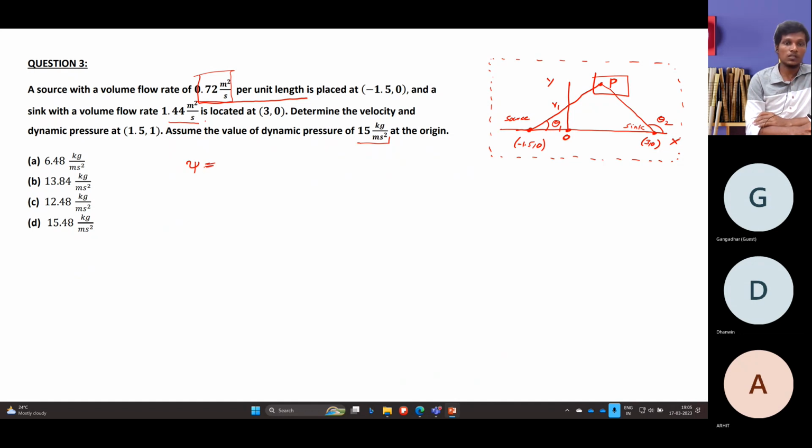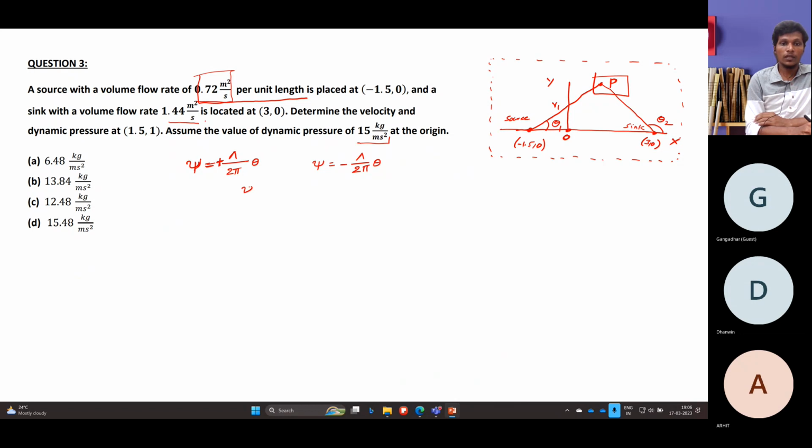So as we are doing the addition or subtraction, let's first look directly at the stream function from our theory classes. Let's see directly its function. The stream function psi equals the volume flow rate by 2 pi times theta, and it is plus for the source flow, where theta is your angular location. There is no value of r included here; we only bother about theta. That will give you your stream function. And the same thing for the sink flow: psi is the volume flow rate by 2 pi theta, but with a negative value.